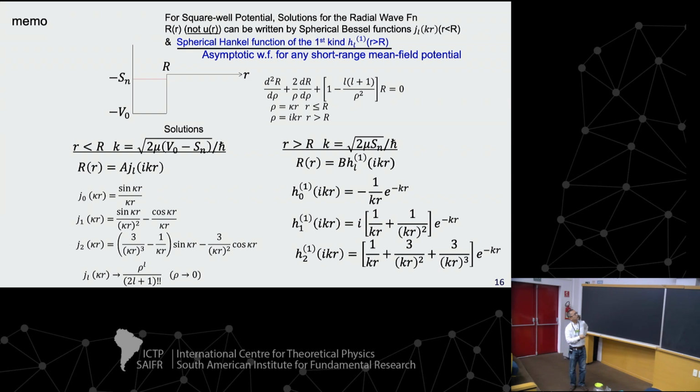Okay, I think we can skip this. We know that depending on the angular momentum, the asymptotic wave function is expressed like this: the spherical Hankel function of the first kind, like this.